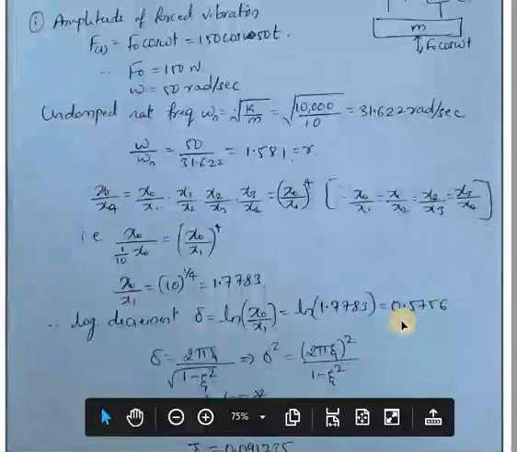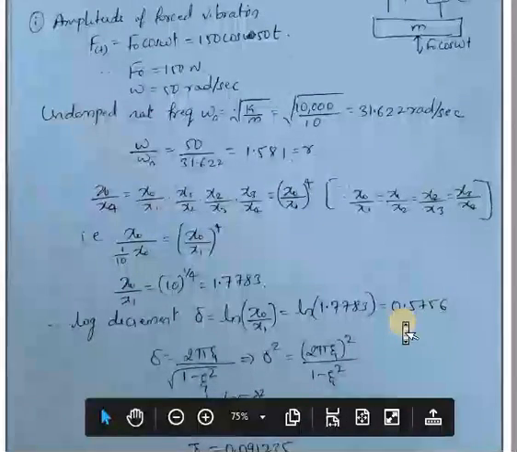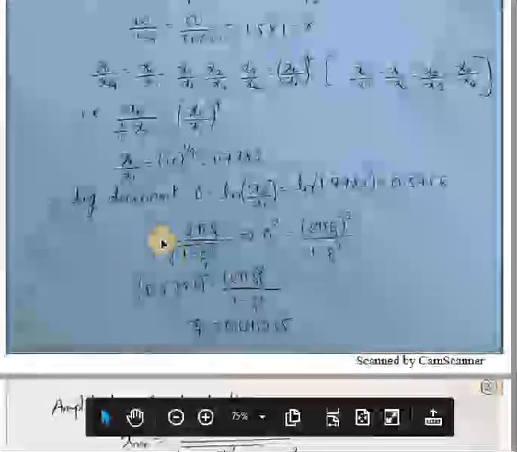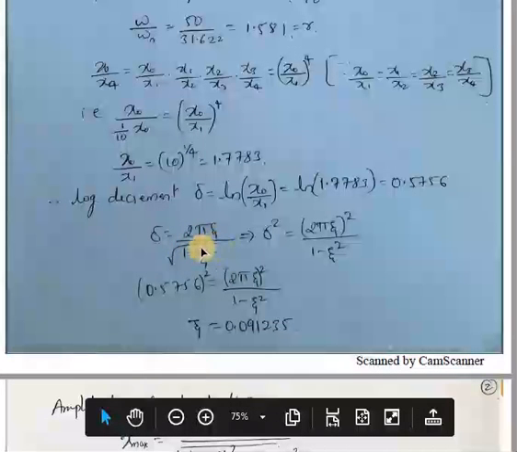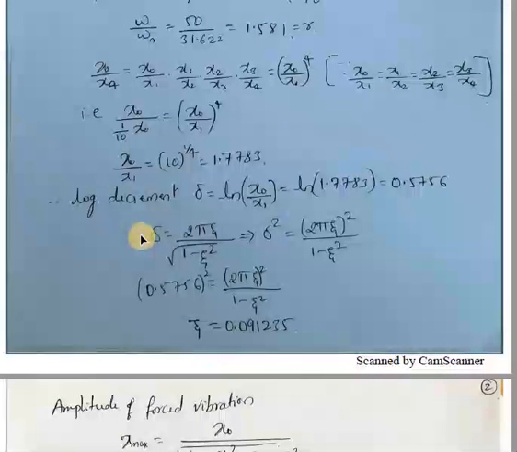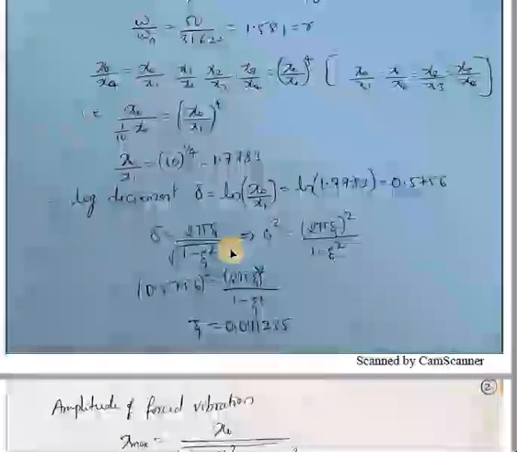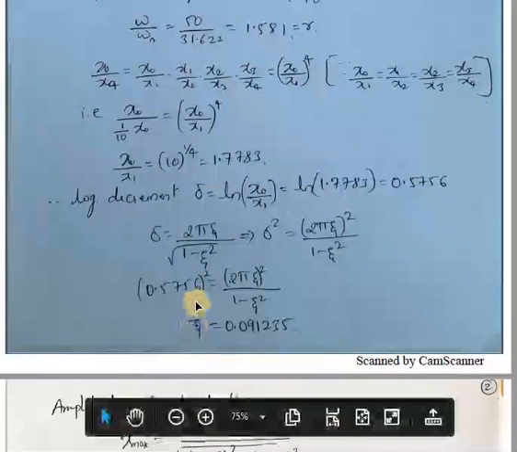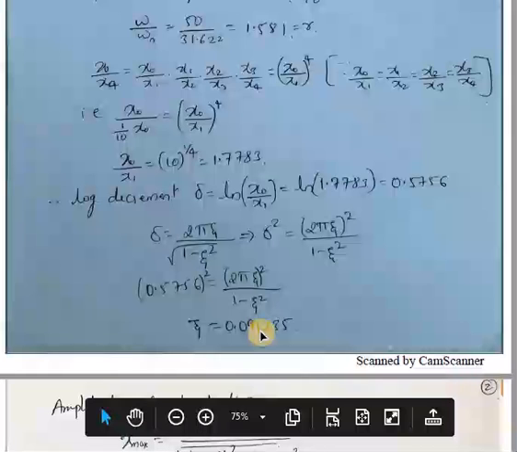0.5756. For the same logarithmic decrement, we have one more equation, that is delta equal to 2 pi zeta divided by root of 1 minus zeta square. If you substitute here, you know the value of delta, only zeta is going to be unknown. Substitute the value of delta and simplify to get the value of zeta. So we will get zeta as 0.091235.